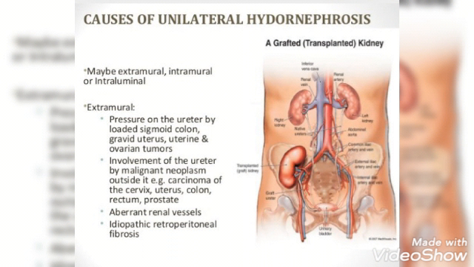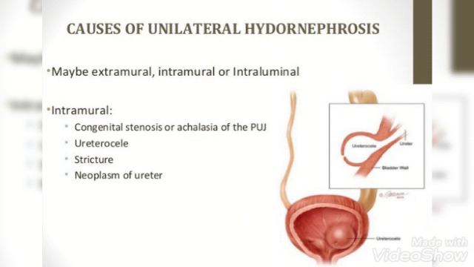Hydronephrosis can be bilateral or unilateral. Causes of unilateral hydronephrosis are extramural, intramural, or intraluminal. Causes of extramural unilateral hydronephrosis are when there is pressure on the ureter by loaded sigmoid colon, gravid uterus, uterine and ovarian tumors, when there is involvement of the ureter by malignant neoplasm outside, example carcinoma of the cervix, uterus, colon, rectum or prostate. Aberrant renal vessels can also cause hydronephrosis, and retroperitoneal fibrosis can also lead to hydronephrosis.